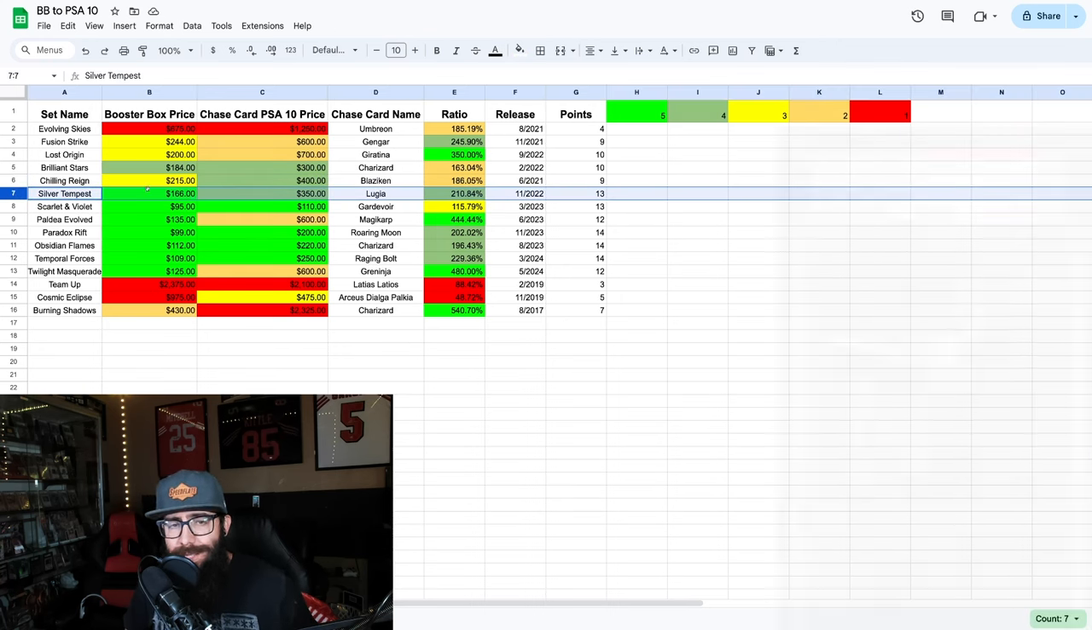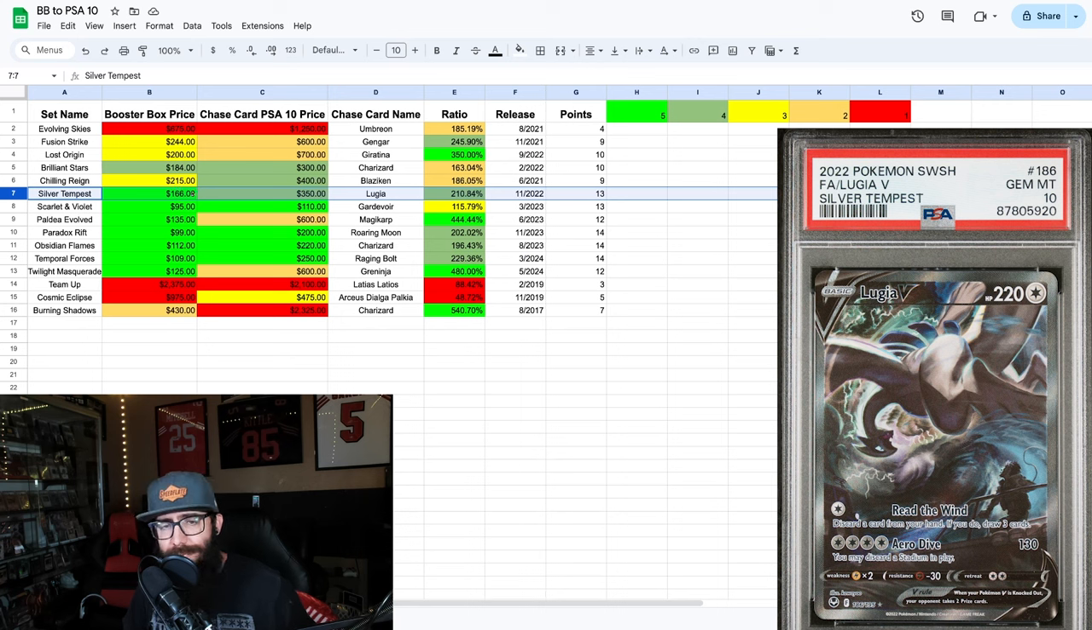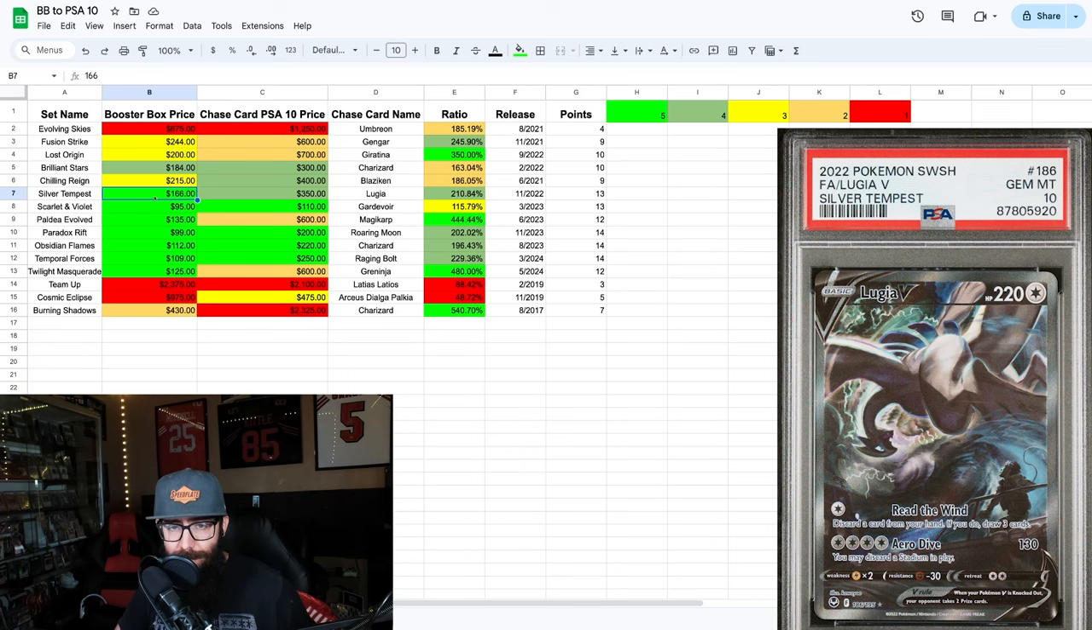Next up, Silver Tempest. This is still in stock on the Pokemon Center, so this is interesting. If you guys want to risk getting those from the Pokemon Center, you could get this price down to, let's fudge that number real quick, it would be 143, right? So that boosts this ratio up, but anyways, this is what they're going for on TCG Player. I do think that this Lugia is undervalued for long term in a PSA 10. We have a good ratio. It's just over 2 to 1 for booster box pricing.